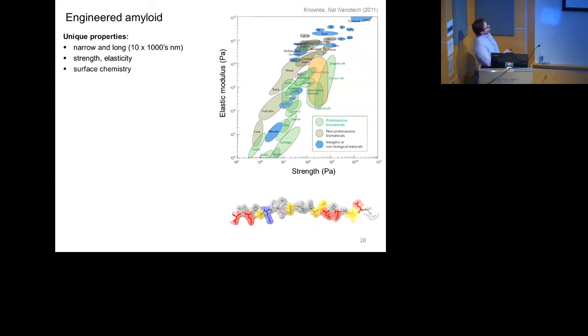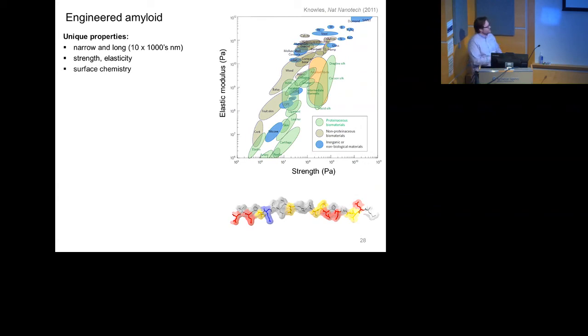Amyloid fibrils have unique properties. They're long and skinny, which gives them a high aspect ratio. They also have interesting strength and elastic properties. So this is the elastic modulus. The amyloid fibrils that have been characterized span more than 2 orders of magnitude. That shows that this could potentially be engineered. It has very tunable properties, as well as strength.